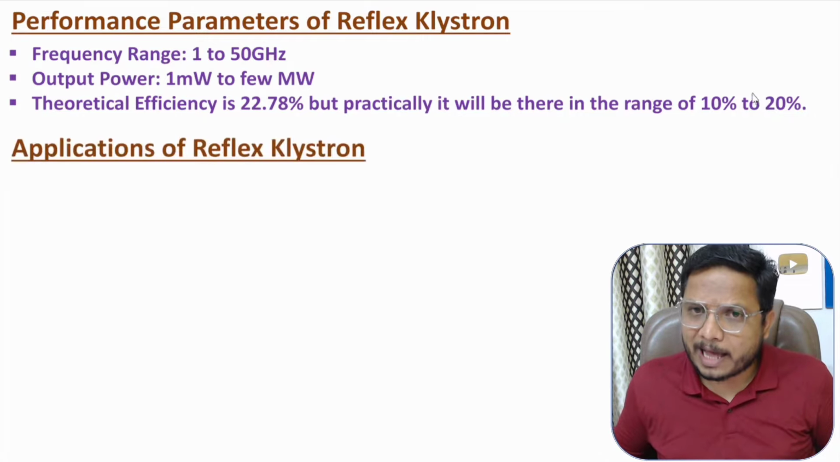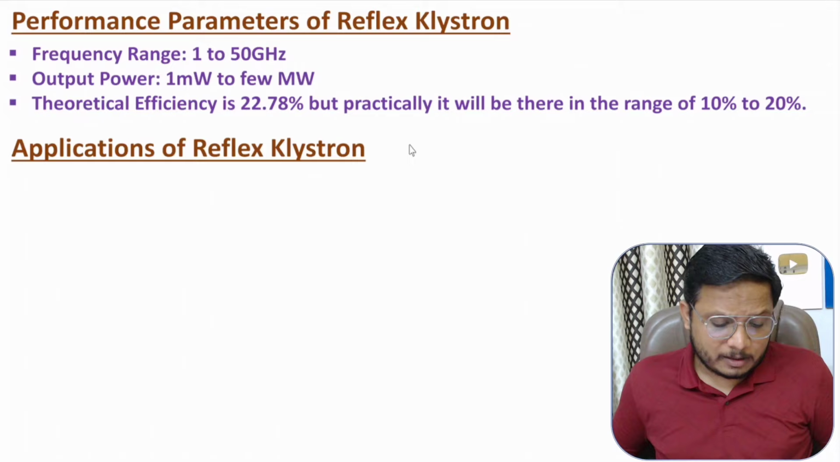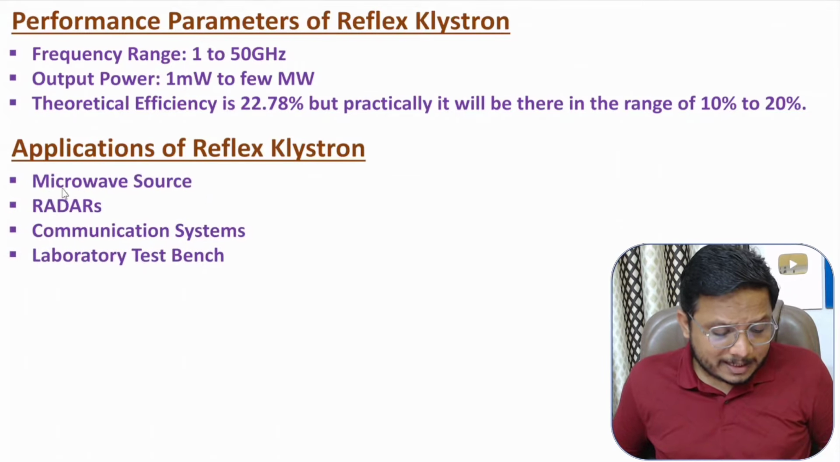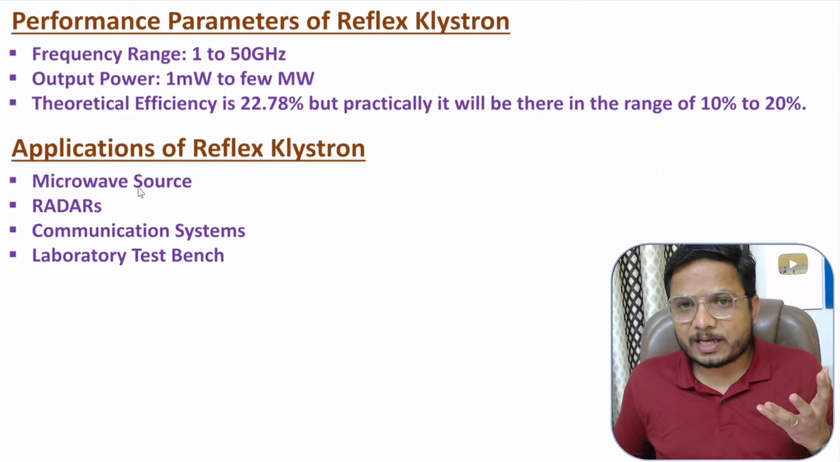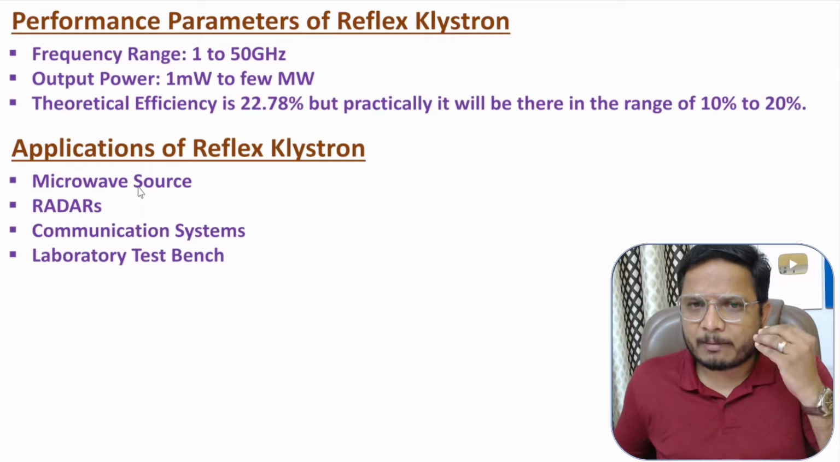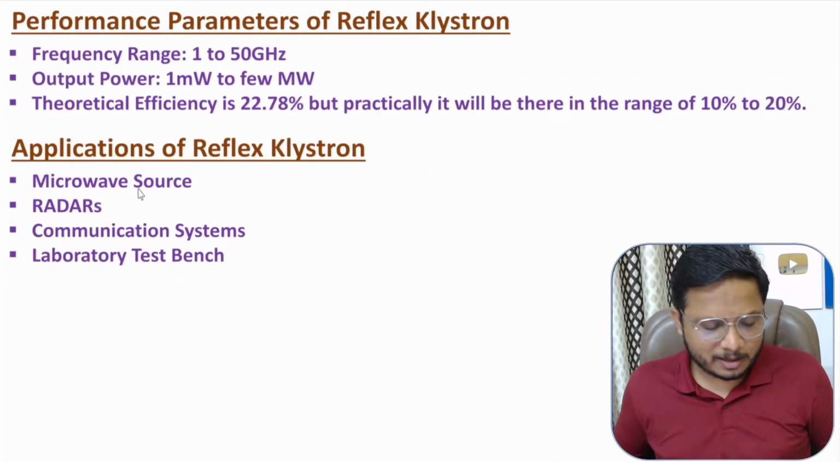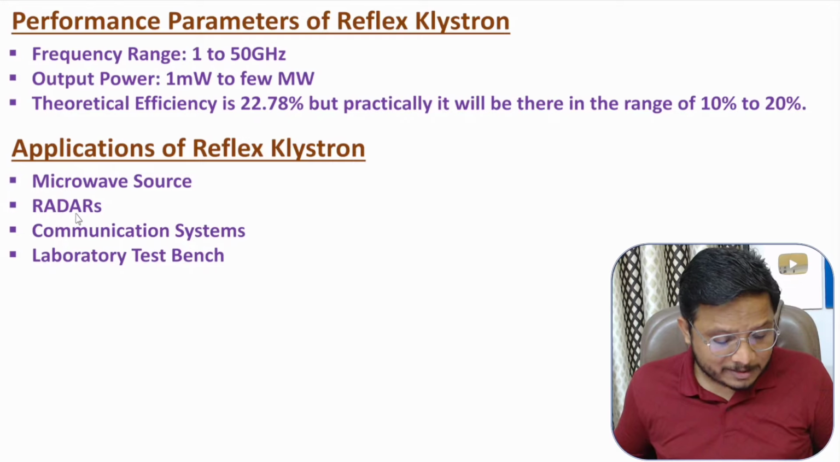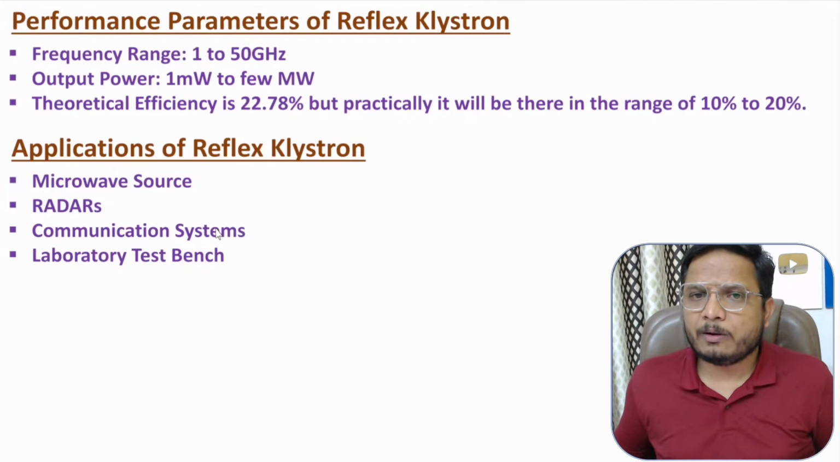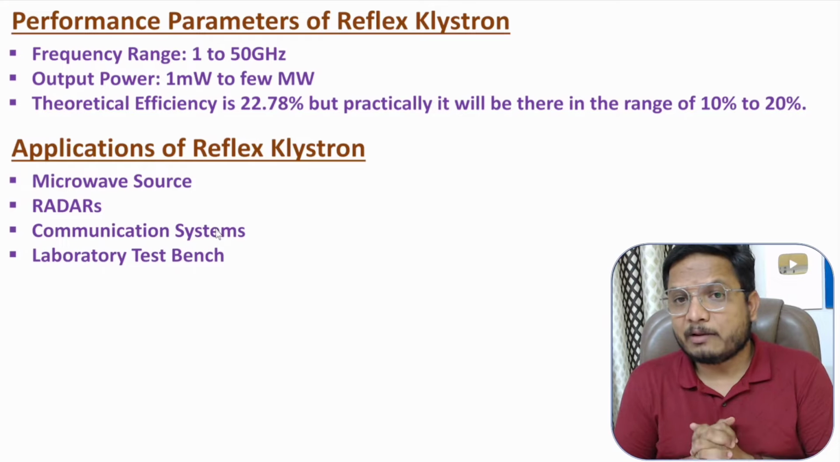Now let me talk about applications. The reflex klystron is used as a microwave source in the laboratory usually, right? The majority of applications that you will observe are in the laboratory only. But one can use it in radar systems, and it could also be utilized in communication systems. So that is how applications are there with the reflex klystron.